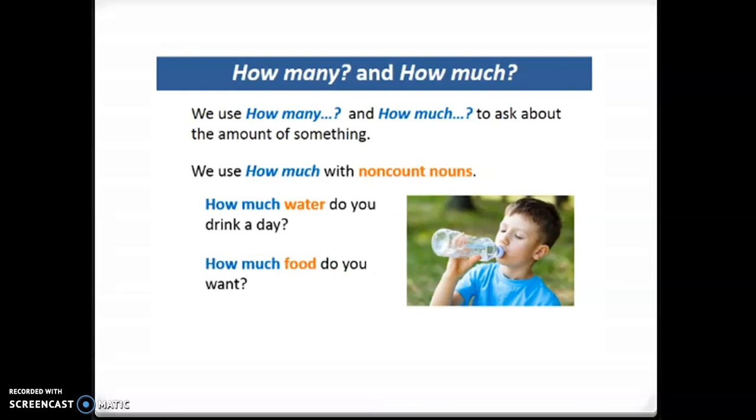Now let's take a look at this. We use how much with non-count nouns. How much water do you drink a day? How much food do you want? Here you can see water and food are singular and they are non-count nouns. Therefore, how much needs to be used.